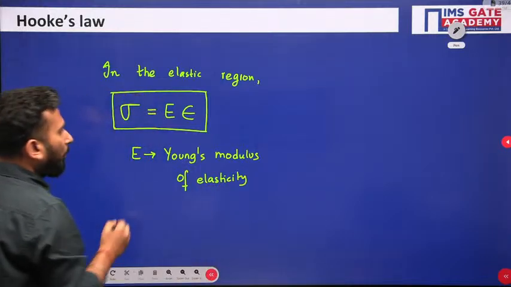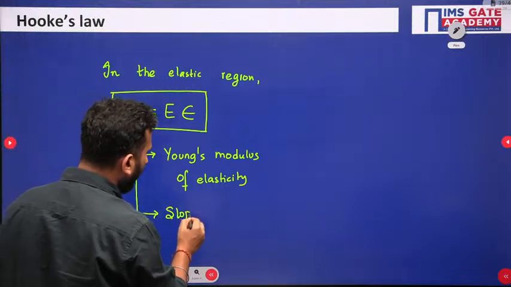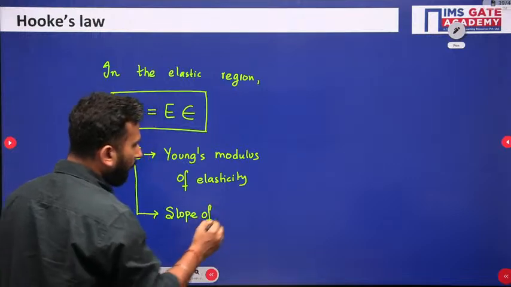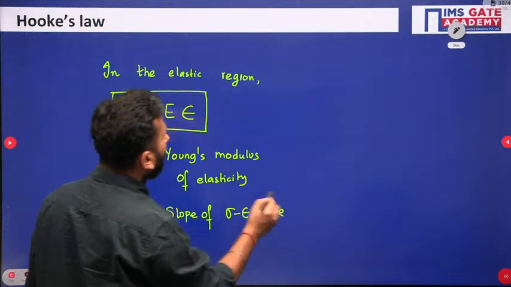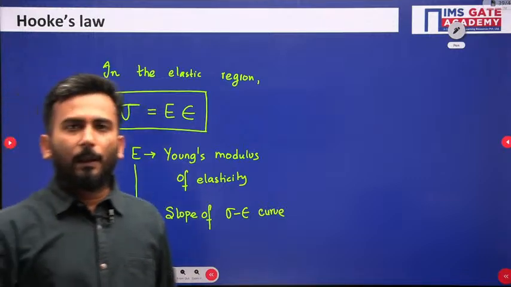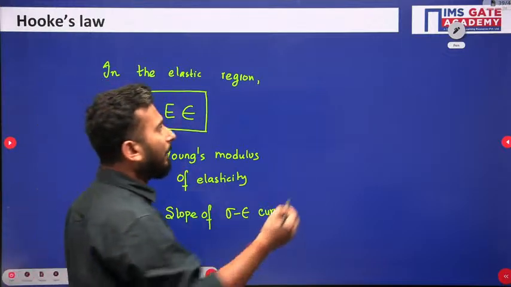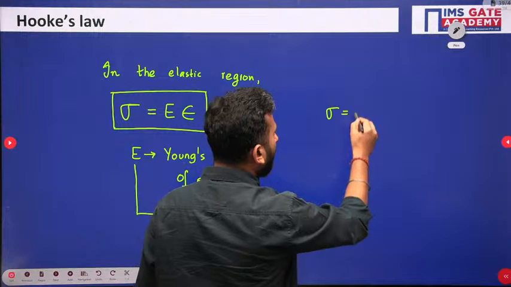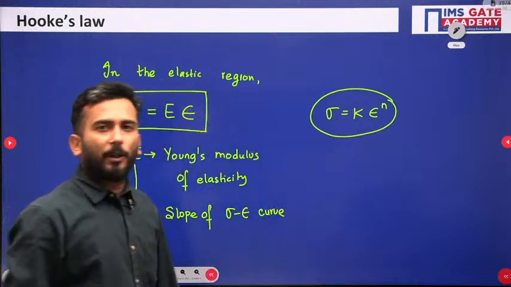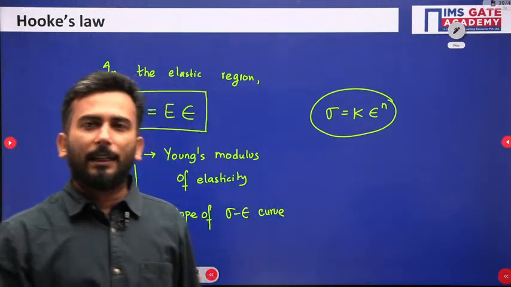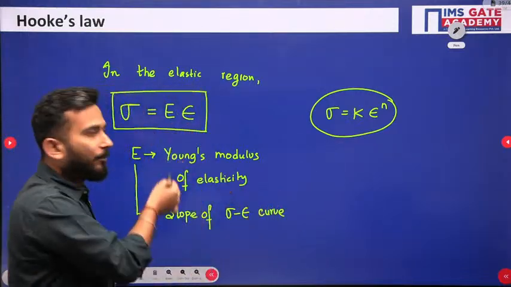And this is also the slope of the stress strain curve. And mind it, we are dealing with the conventional stress strain diagram. In case of the true stress strain diagram, the relationship will become something like this: sigma equals K epsilon to the power n, where n is the strain hardening exponent. All those things are not needed here. This relation you will study in production, and this relationship we use in SOM.